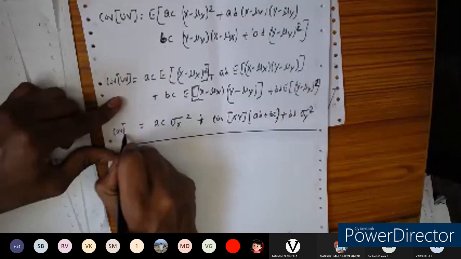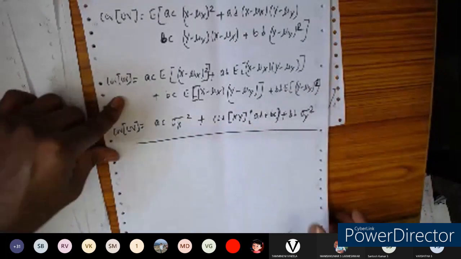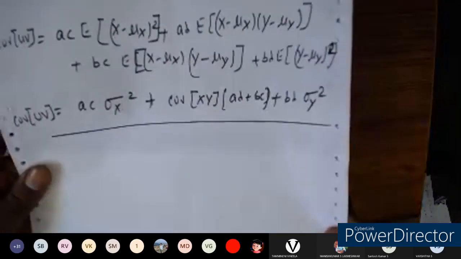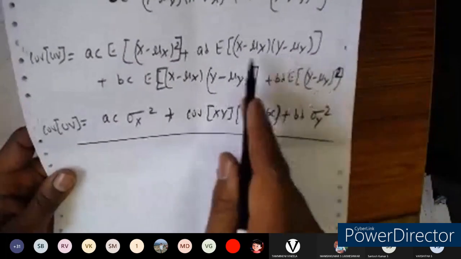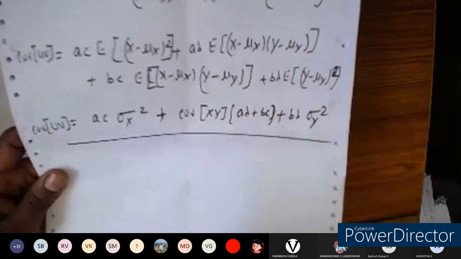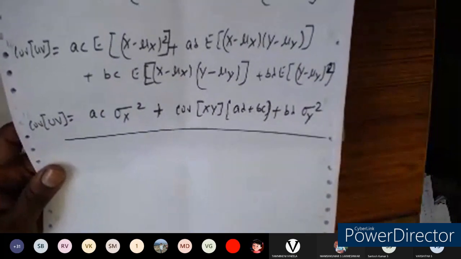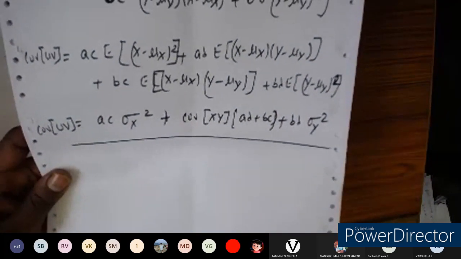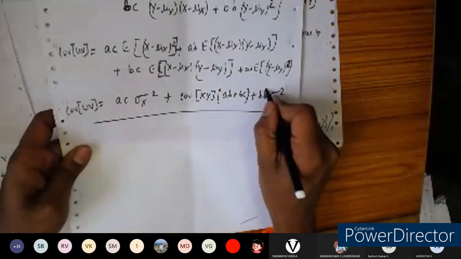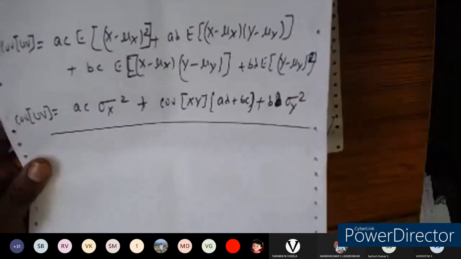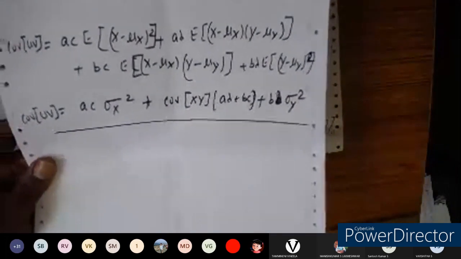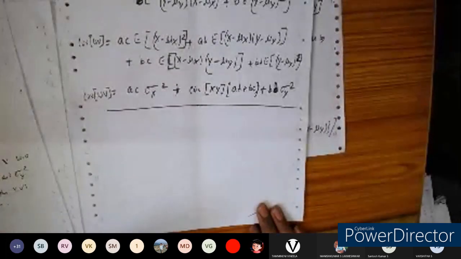So this is the covariance of the random variables u and v, which we are going to write like this here. Done. So this is the covariance, this is the covariance. If I take the common term, it is AD plus BC that we get here, and this is BD, B into D into sigma y square. Okay, so this is how we got the covariance of the transformed random variable.